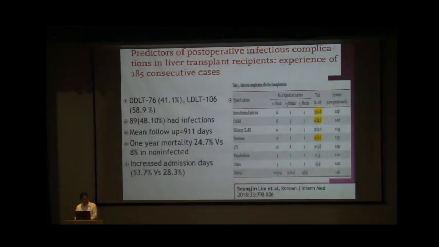This is one study published in 2018, which we have already discussed. It included both LDLT and DDLT patients. 48% of the patients had infection, with a good follow-up. 1 year mortality is 24.7% in patients with sepsis, which is more than 8% in the non-septic group, and they have increased admission and hospital stay. And the source of sepsis is again intra-abdominal infection, as in our group, almost 20% of the patients had intra-abdominal infection, followed by catheter-related bloodstream infection, bloodstream infection without catheter-related, and pneumonia accounting for most of the cases.